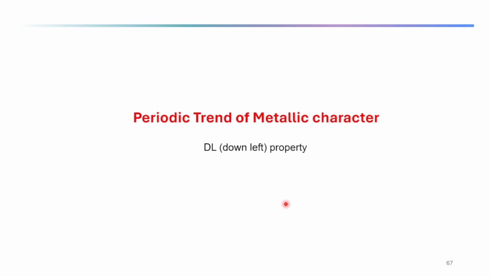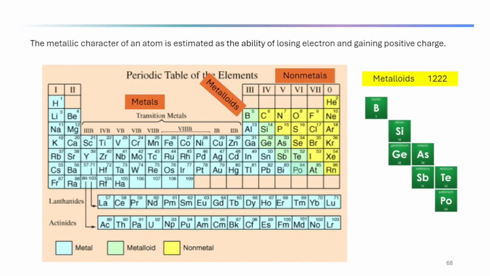Now let's see the periodic trend of metallic character. So metallic character is a down left property. I'll take the pen again. This is a down left property. So let's see the periodic table again. And in the periodic table, you see this portion. This portion is very crucial.